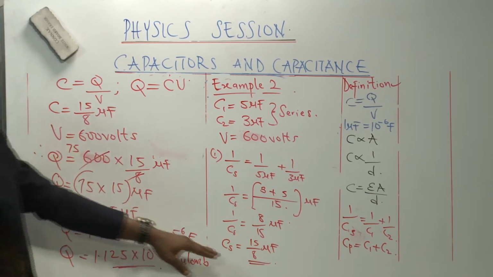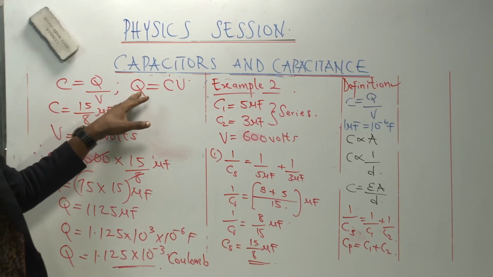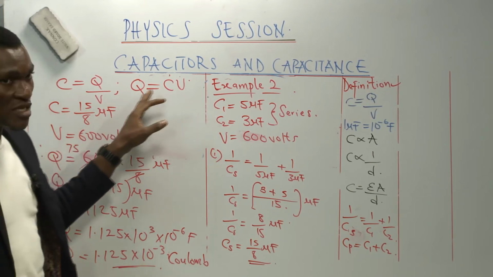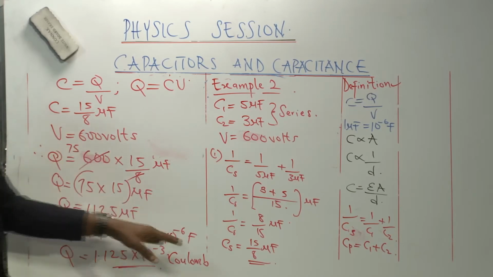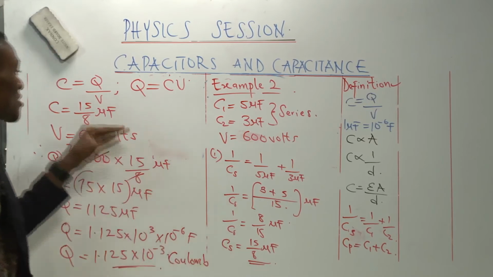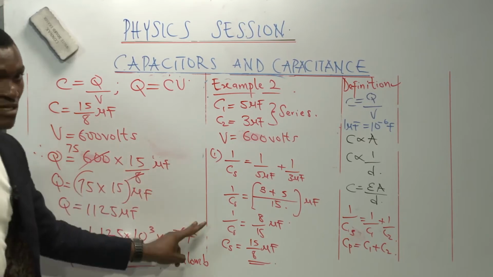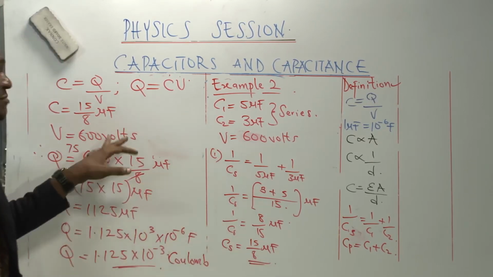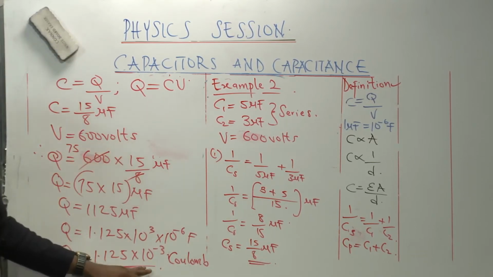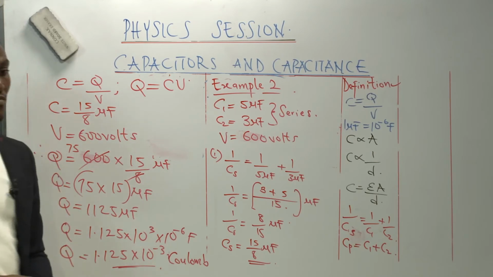So now we're done with question 1. Question 2 says we should calculate the quantity of charge. And don't forget, we said the quantity of charge is equal to the capacitance times the voltage. So Q is equal to CV. So all we just did is to multiply 15 over 8 together with 600 volts. And if you do that using your calculator, we get this. Don't be confused with what I did here. I was just trying to multiply this and this manually. But if you multiply it on your calculator, you are going to arrive at this final answer. So let's take a look at the next question.